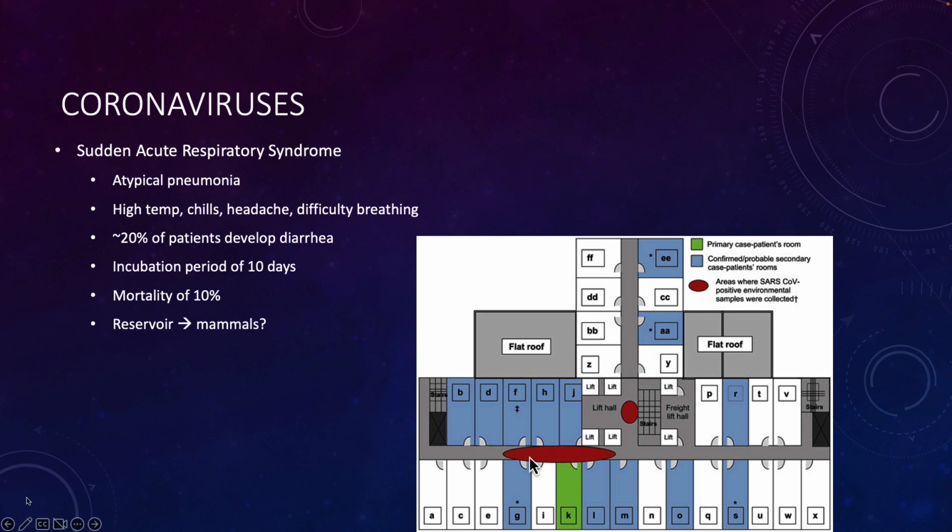And then as the epidemiologists went back and sampled, all of the areas in red had positive environmental detection of the SARS coronavirus. So you can see in the hallway outside this patient's room, and then lift is the other word for elevator, in the hall where the elevator was.